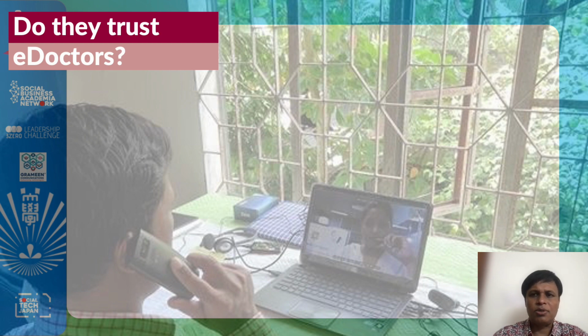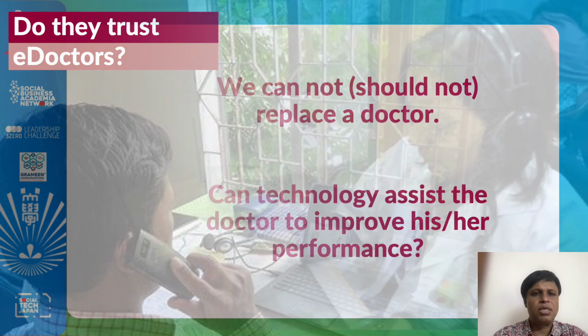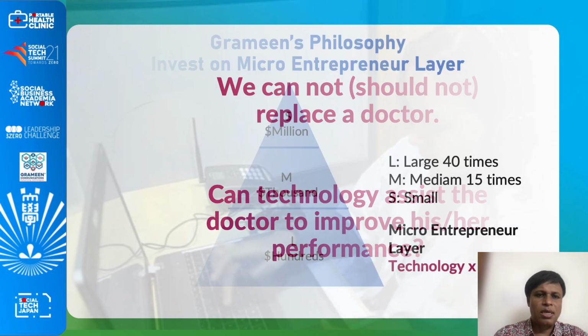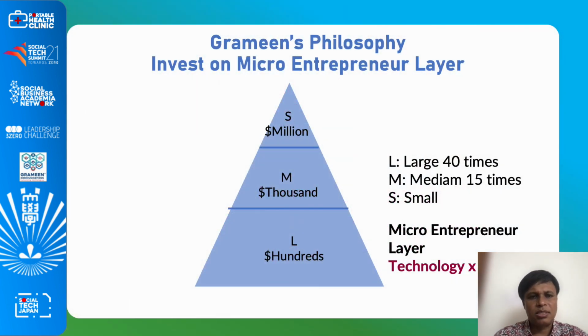One thing that I really want to mention is that we should not replace a doctor. Whatever technology we develop with artificial intelligence, we can assist the doctor, but we cannot really replace the doctor. And for the social business, we want to put more funds on the bottom of the pyramid, like people with low income. That's why Grameen in Bangladesh is trying to develop more micro health entrepreneurs at the bottom of the pyramid, so that technology and young people will be the power and they can solve problems.